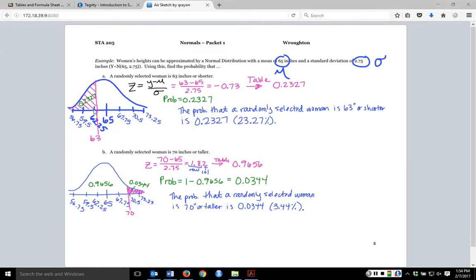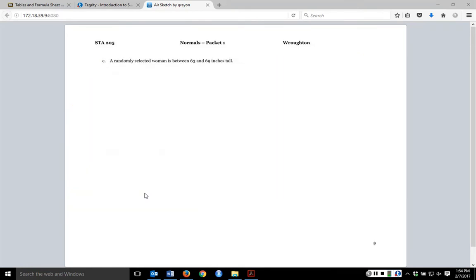Alright, so far we have an example of one that's been shaded left, one that's been shaded right. Let's look at the other example. We want to find the probability a randomly selected woman is between 63 and 69 inches tall. So we're going to start this again in the same way. We're going to start by drawing the picture. I'm going to put my little markings on there, just as I did before.